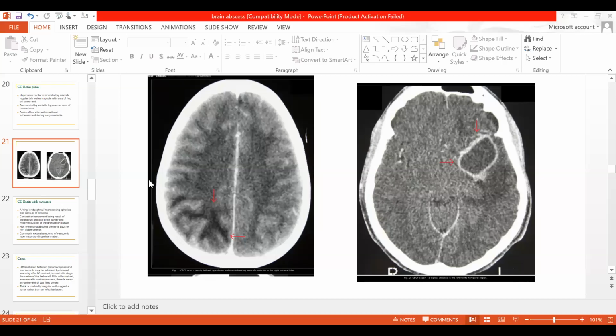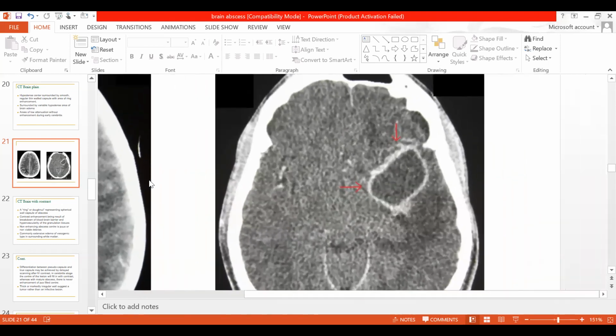Okay, here you can see the CT scan brain with contrast, and you can see these images. And on the right side, you can see that there is a thin rim capsule, which is hyperdense on CT scan, and then there is hypodensity within it. And you can see there are some irregularities along the borders.